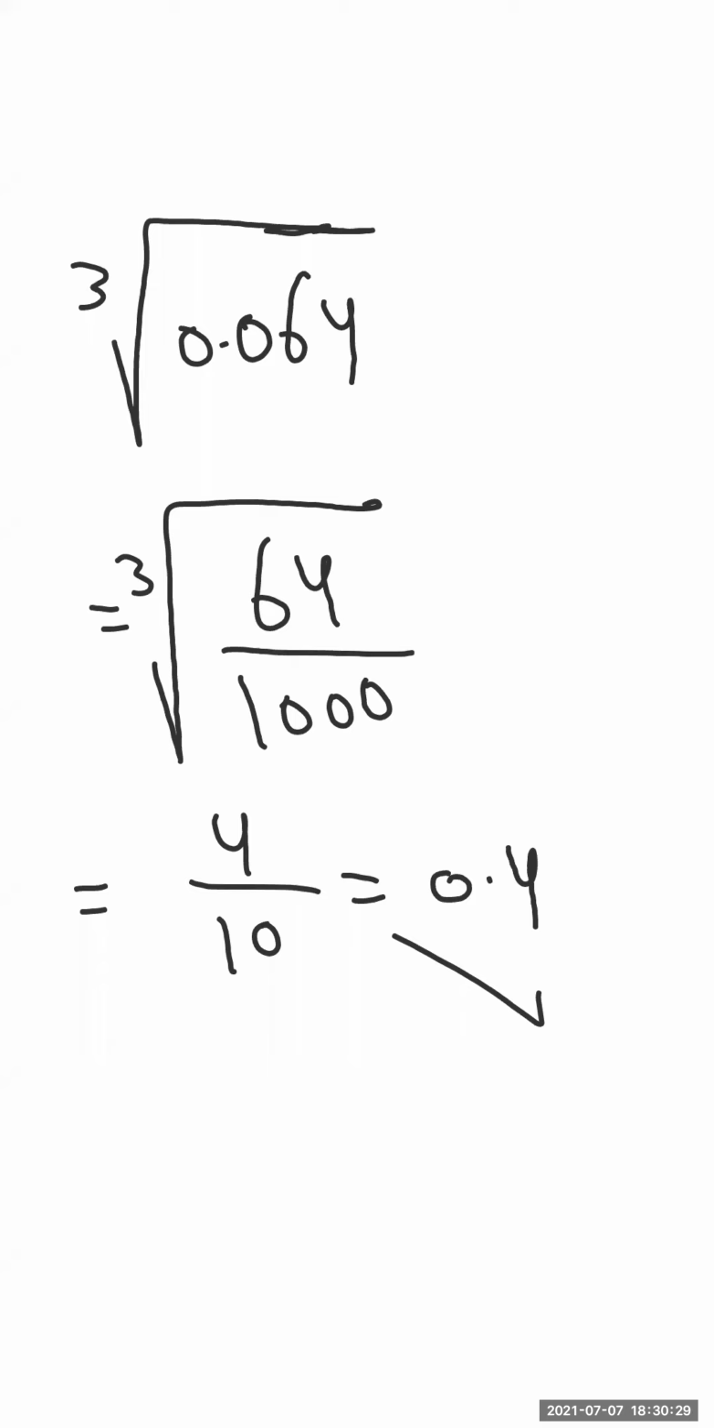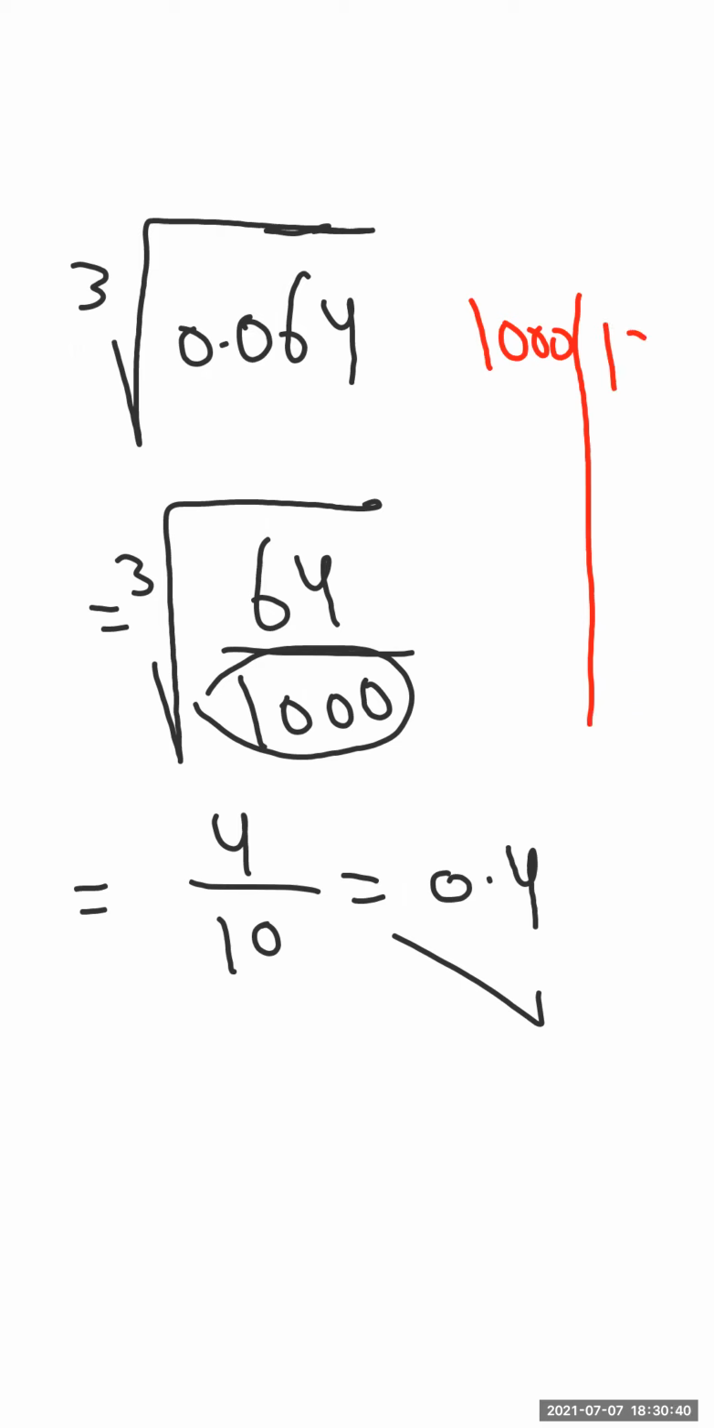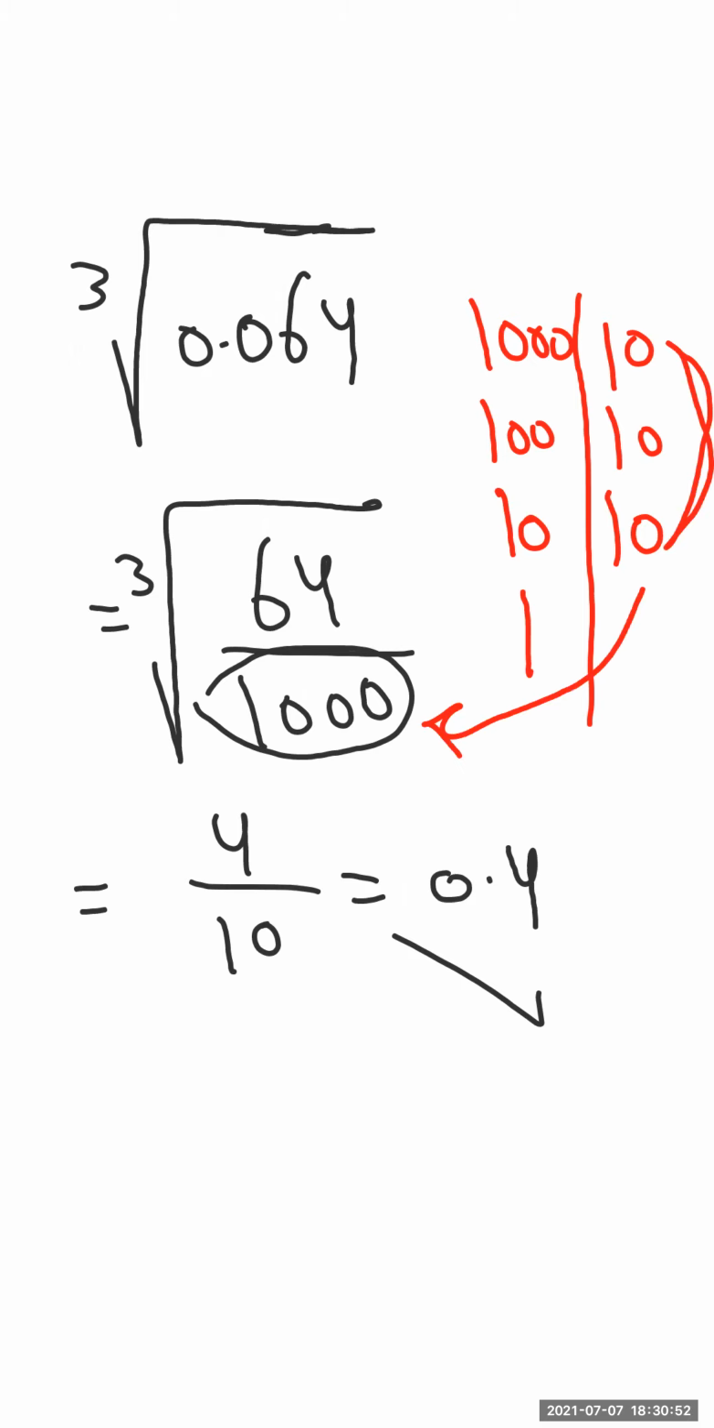Okay, so let's check 1000, to make sure that our answer is correct. Factorize it. I'm going to divide it by 10, so it will equal 100, again by 10, so it will equal 10, then by 10 it will equal 1. Here 10 is repeated 3 times, as we said, so the cubic root of 1000 will equal 10.